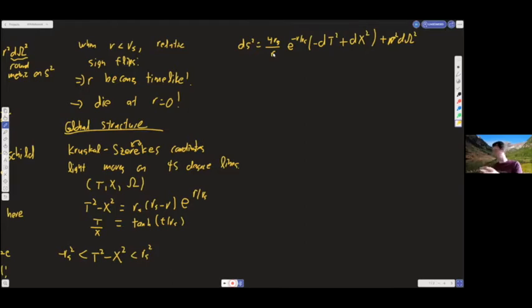Oh, interesting. I'm holding the wrong piece of paper. I want this piece of paper. Very good. That one only had the first page of the lecture.